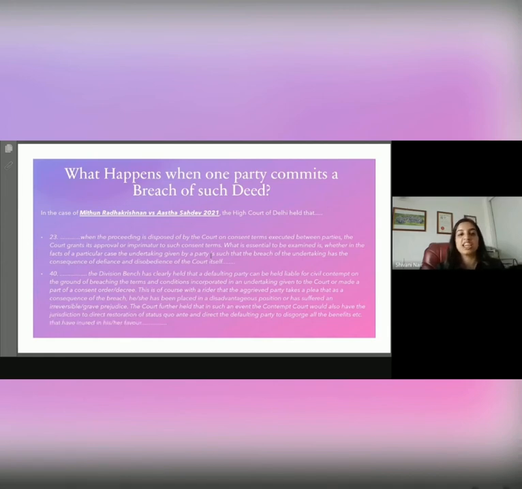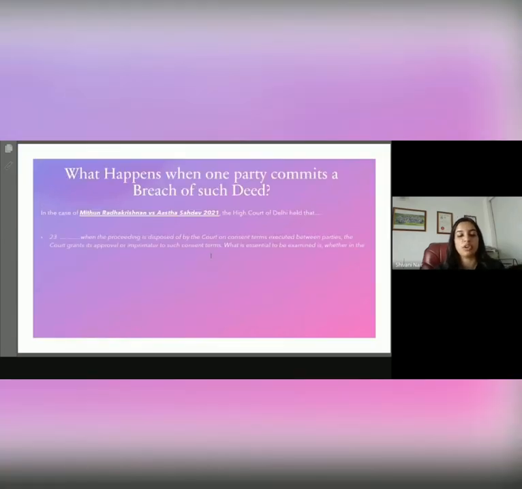Which means if the deed is so executed in the court of law and such a deed is now breached, then it might call for contempt proceedings, which is also stated in para 40 of the same judgment, that the division bench has clearly held that the defaulting party can be held liable for civil contempt on the ground of breach of terms and conditions incorporated in an undertaking to the court or made a part of a consent order or decree.